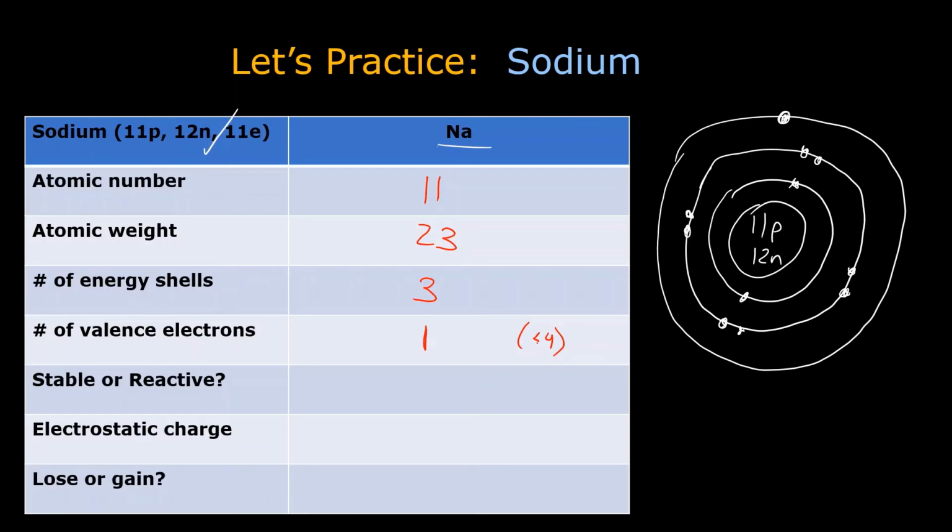Stable or reactive? Definitely reactive. Why? Because its valence shell is not full. How can we make it full? Well, very simply just kick 1 off, right? We could add 7, but that just seems way harder than just kicking 1 out. So he's likely to lose. And we know if you're likely to lose and you have fewer than 4, we'll call you electropositive. Great. Practice more on your own. You can make up these on your own and draw them out all day long if you wish, but that is how to solve questions about atomic theory.